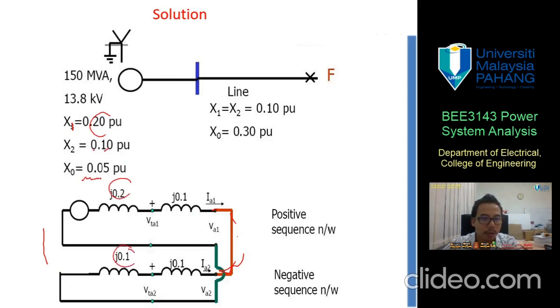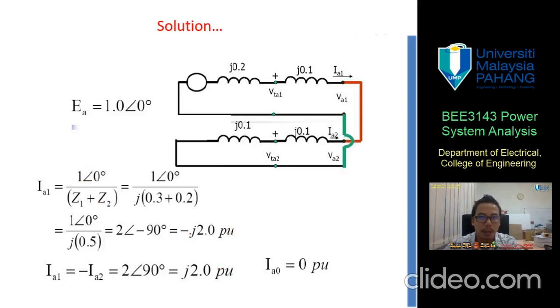What about the zero impedance? For the case of line to line, the zero impedance network is totally eliminated, so we consider only the positive and negative sequence impedance networks. That's why 0.2, 0.1, and 0.1, 0.1 and 0.1. Okay, so next, what should we do?